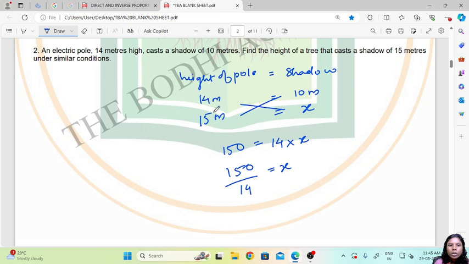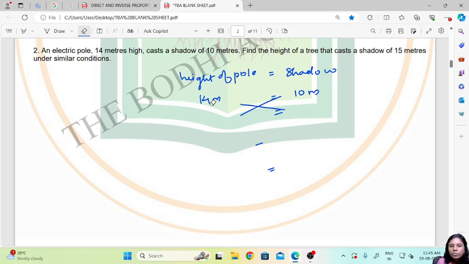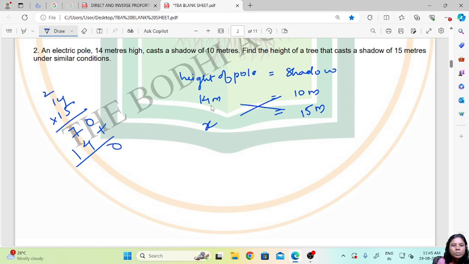So height is what? 14. Then we have the shadow, that is 10 meters. Now find the height of the tree. So we have to find the height, sorry, one mistake. Height is unknown, shadow is given. So I wrote it ulta. So this is what? Cast shadow of 15 meters. So this is 15 and this is x. So you have to do 14 into 15. 5 fours are 20, 5 ones are 5, 6, 7 plus 4 ones are 4, 1, 0, 7, this will become 11 and 2. So 210.